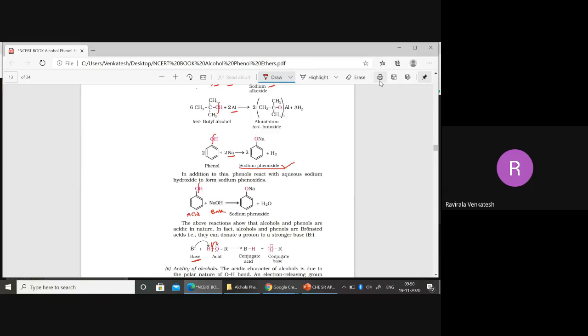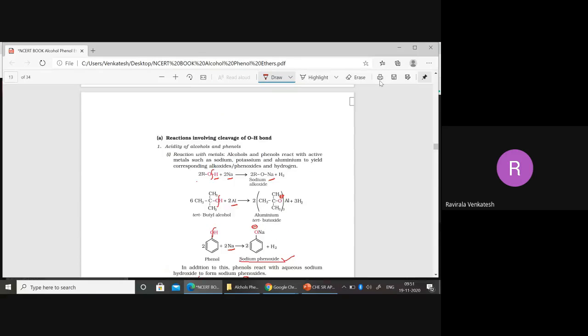For example, if I take any base here, this base will accept the H plus. That is the reason this bond is getting broken and shifting towards oxygen. So the oxygen gets a negative charge here, O minus. Here also, O minus. Here also, O minus. And here also, O minus, isn't it? So in this case, what happened?